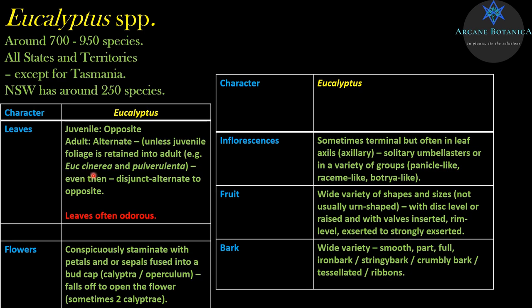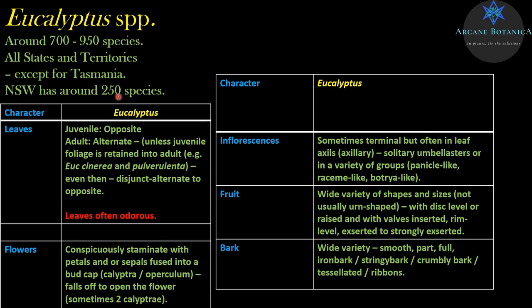Some examples of that are Eucalyptus cinerea, the Argyle apple, and pulverulenta. Both of these are very common in cultivation. I think Eucalyptus cinerea is very useful for making eucalyptus oil. They're two examples. They have very conspicuous foliage. They're very easily identifiable, short, round blue leaves that are pretty much opposite or possibly a little bit sub-opposite or disjunct alternate, we might call that. So that's an example of some species retaining the juvenile foliage.